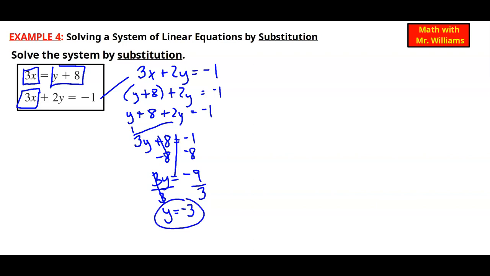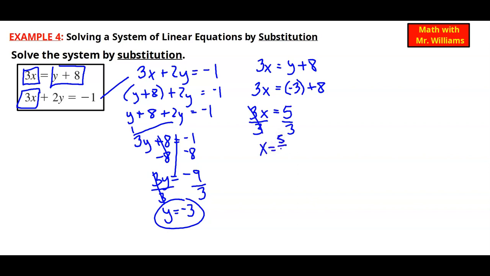All right, let's go ahead and write down the first equation this time. We're going to substitute the y equals negative 3 in now. So we have 3x equals negative 3 plus 8. Negative 3 plus 8 will give me 5. Let's divide by 3 on both sides, leaving me x equals 5 over 3. Just because it's a fraction doesn't matter. Let's go ahead and see if it actually works.